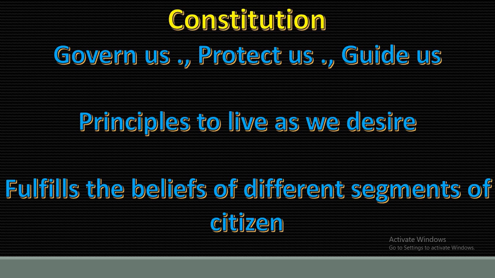What do you mean by different segments? India comprises different groups of people with different communities, different languages, different religions. Have you got it? So it fulfills the beliefs of the people at the most.